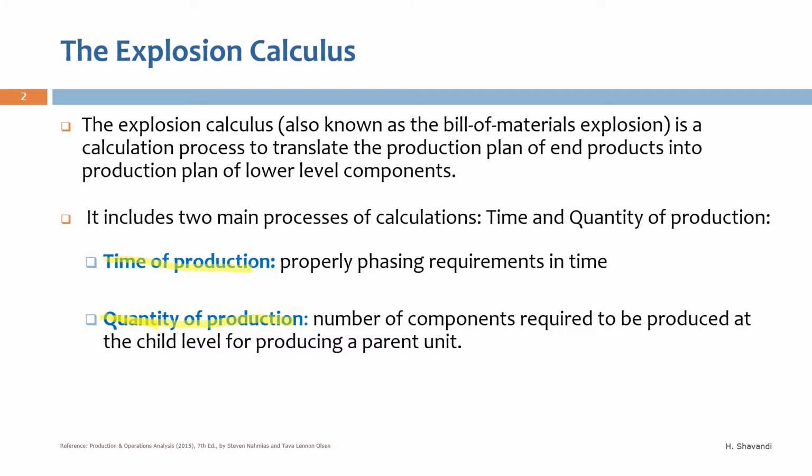And by having the quantities, if we consider the lead time, and then go back in the time schedule in order to obtain the start production time for that item, then we are actually scheduling the production, and this is called obtaining the time of production.